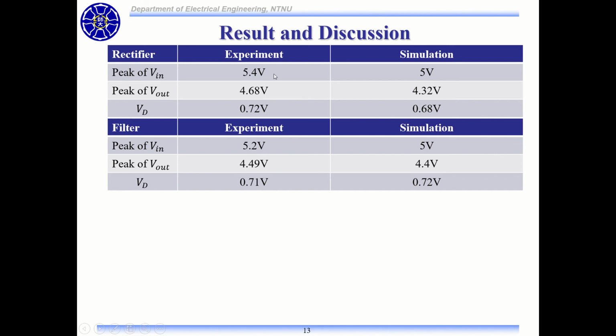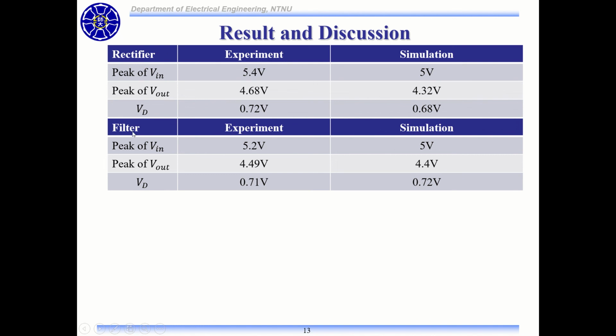The result and discussion. We find that in the experiment, the value of the peak of Vin and the peak of the Vout is higher than the simulation. We can see this is 5.4 and this is 5. And this is 4.68 and this is 4.32. But the difference between the Vin and Vout is almost the same.